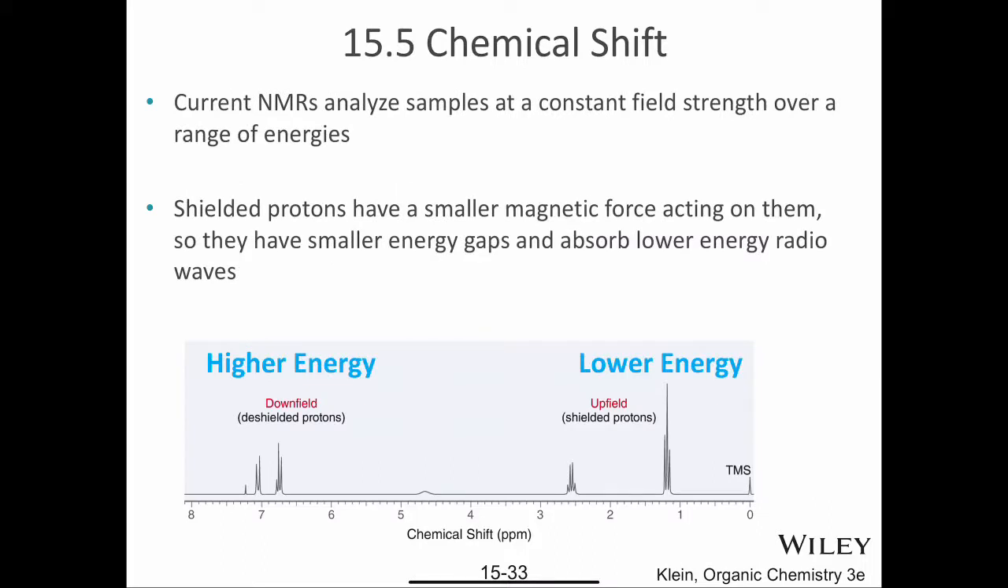Current NMRs analyze samples at a constant field strength over a range of energies of electromagnetic radiation. Now, protons that are shielded by having more electrons around them have a smaller magnetic force acting on them. So they're going to have a smaller energy gap between the alpha and the beta spin states, and they're going to absorb lower energy radio waves. And that is why shielded protons are upfield. The opposite holds true for deshielded protons, which will absorb higher energy radio waves and will be shifted downfield.